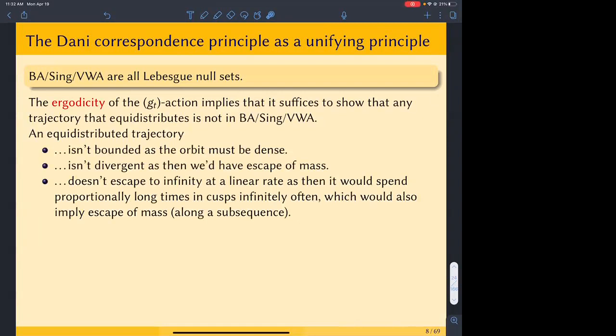So the ergodicity of this GT action implies that it suffices to show that all these are Lebesgue null sets, that any trajectory that equidistributes is not in these respective sets. And of course, an equidistributed trajectory can't be bounded, because its orbit must be dense if it's equidistributed. It's not divergent, it doesn't escape to infinity at a linear rate, etc.